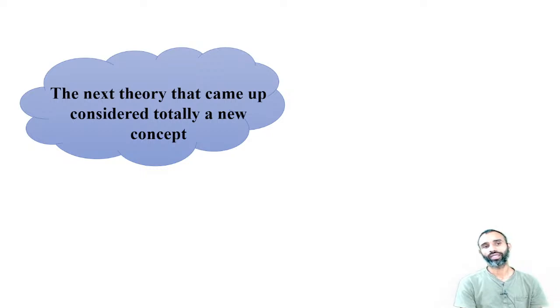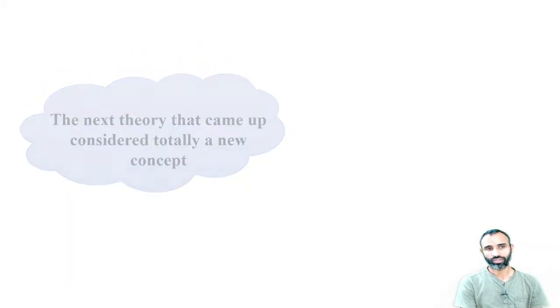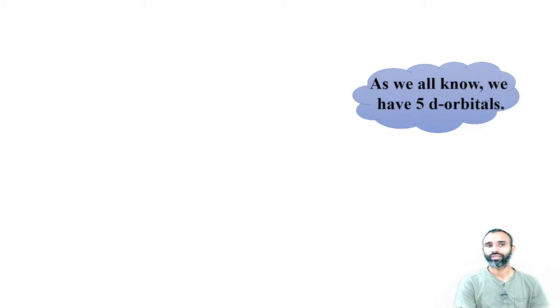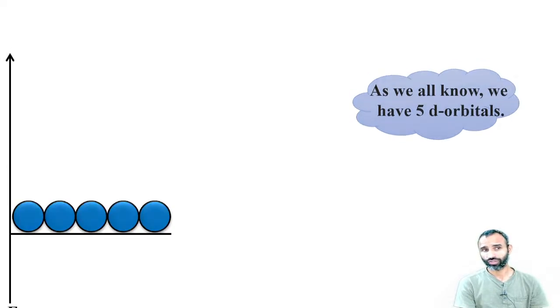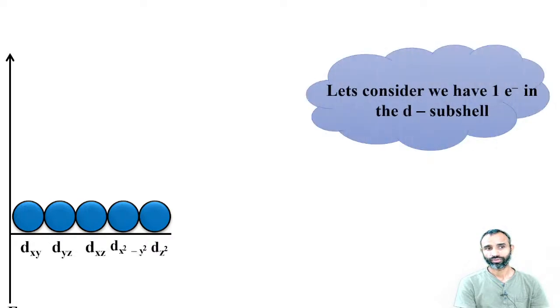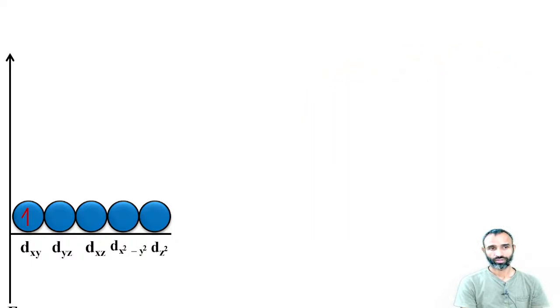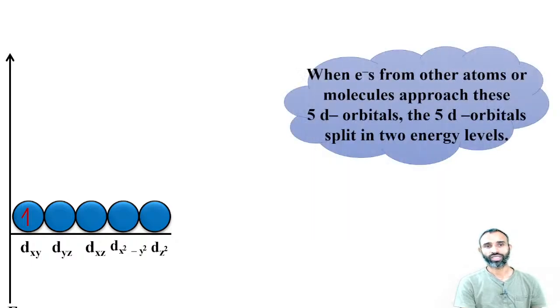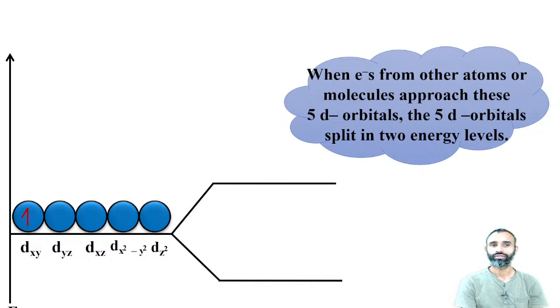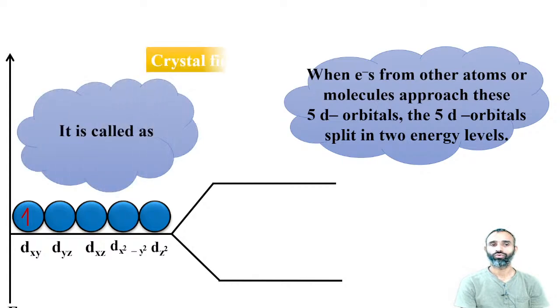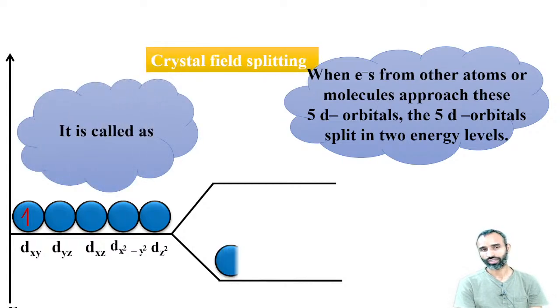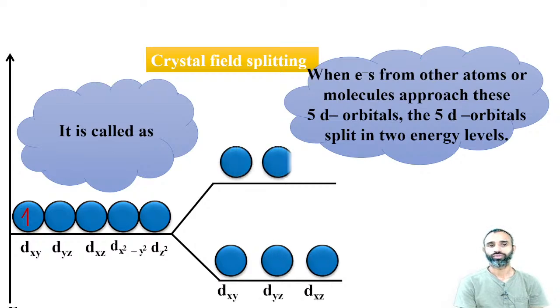And the next theory that came up is a totally new concept. As we know, we have 5 d orbitals. Yes. So one electron in 3d. So when electrons from other atoms or molecules approach these 5 d orbitals, what happened? These split, that is CFT. So they split into two parts, that is called crystal field splitting. So they are t2g and eg.